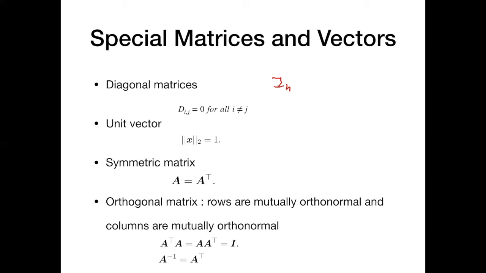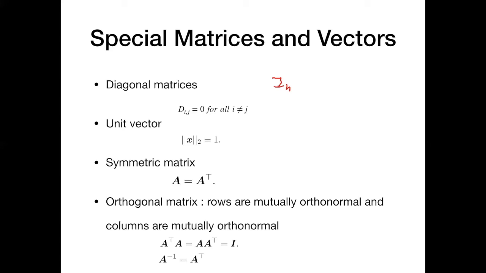So if the L2 norm of a vector is equal to 1, then this vector is said to be a unit vector. A symmetric matrix is one where the transpose of the matrix is just itself. When we say two vectors are orthogonal, it means that their dot product equals 0. If the vectors are also unit vectors, we then call them orthonormal vectors.